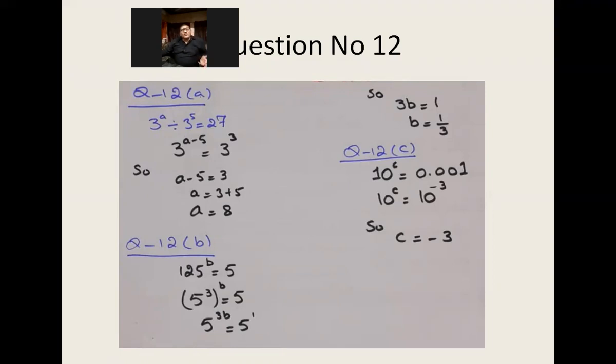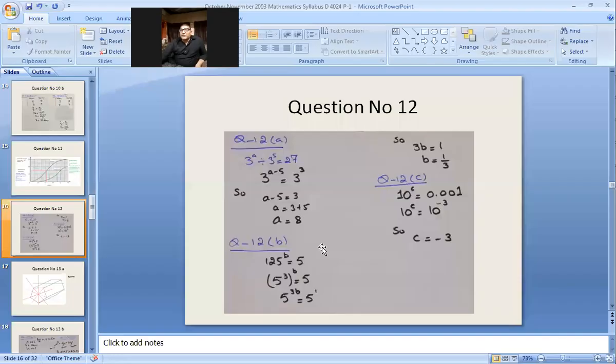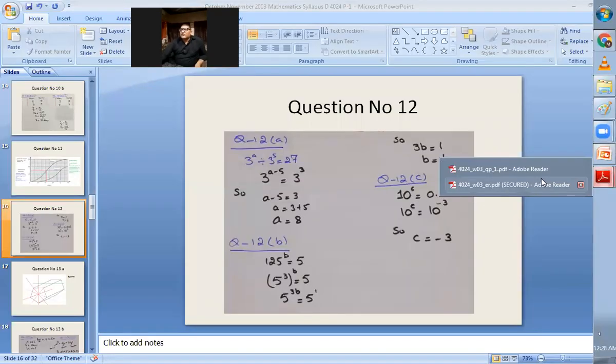125, you know, is 5 raised to power 3, and then raised to power B. So power of a power multiplies. So we will have 5 raised to power 3B equals 5 raised to power 1, because the bases are equal, so the powers are also equal. So 3B equals 1. The 3 is multiplying here, it will go to the other side and divide. So B equals 1 by 3. So the value of B is 1 by 3. Simple question. So let's check the next question.